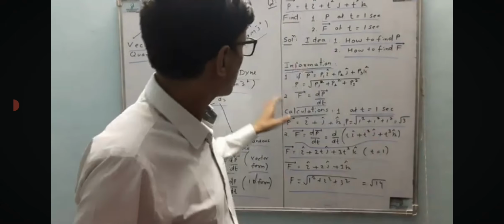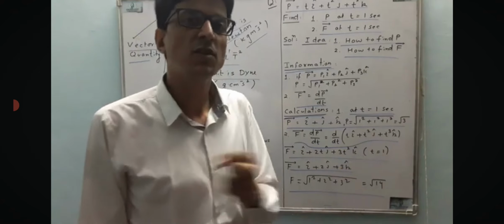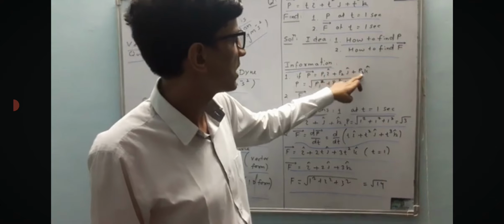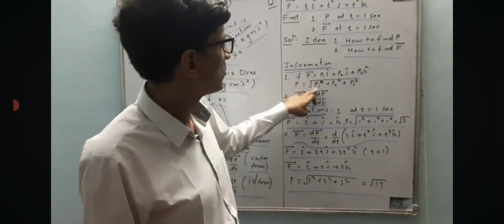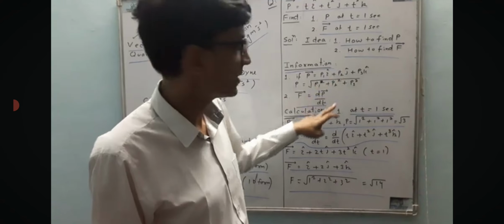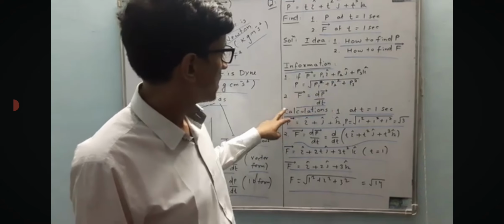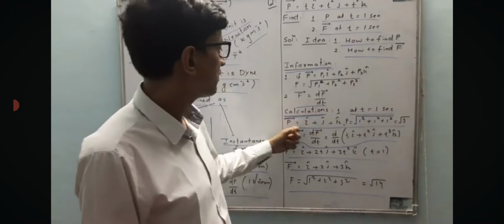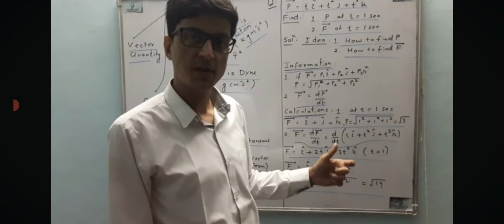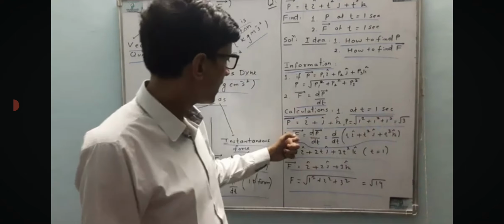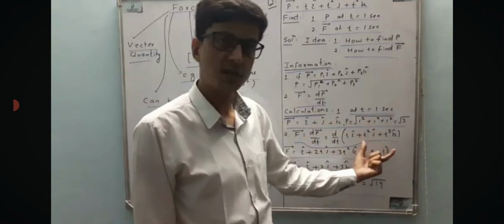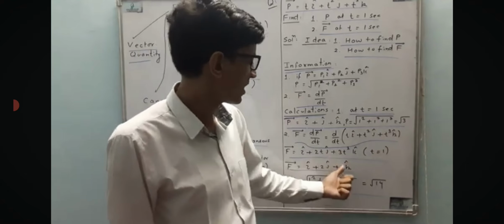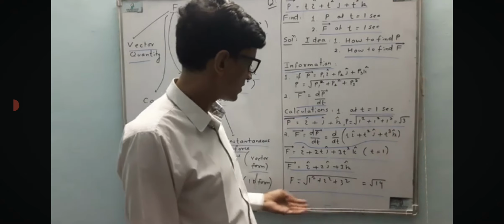The information that you have stored in your mind some time ago will say that if vector P is P1 i cap plus P2 j cap plus P3 k cap, then magnitude will be root under P1 square plus P2 square plus P3 square, and F will be dP by dt. Now come to the calculations. At t equal to 1 second, vector P will be i cap plus j cap plus k cap, so the magnitude will be root 3. F is dP by dt, so you just differentiate, and at t equal to 1, force will be i cap plus 2j cap plus 3k cap. To find the magnitude, just square the terms, and you get root 14.